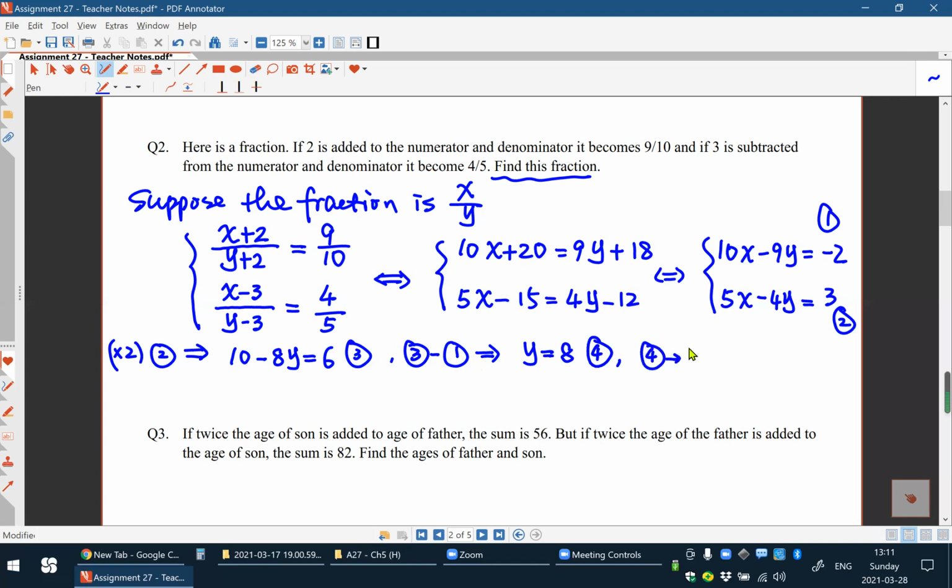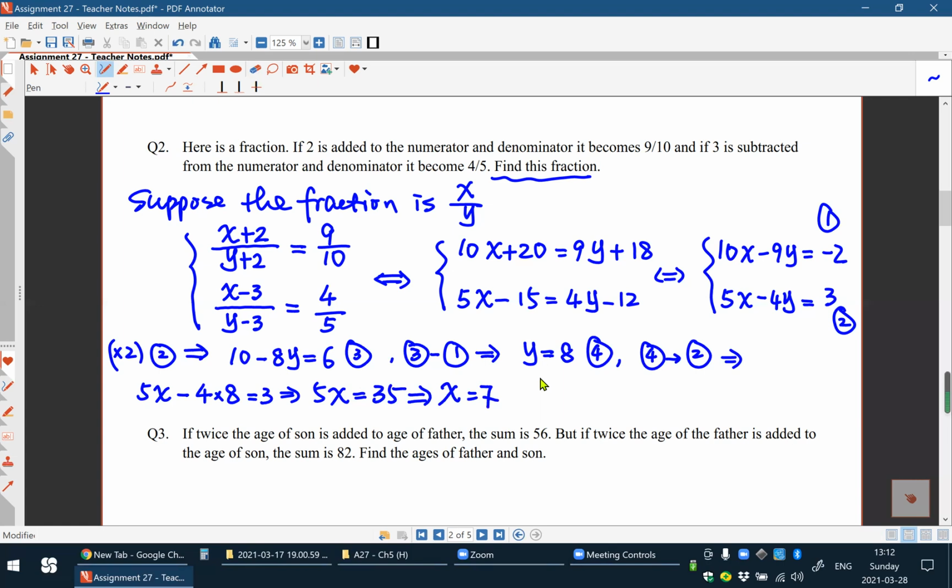Then we can put 4 back into equation 2, and this gives us 5x minus 4 times 8 equals 3. That means 5x equals 35, so x is 7. So the original fraction x over y is 7 over 8. Any questions?